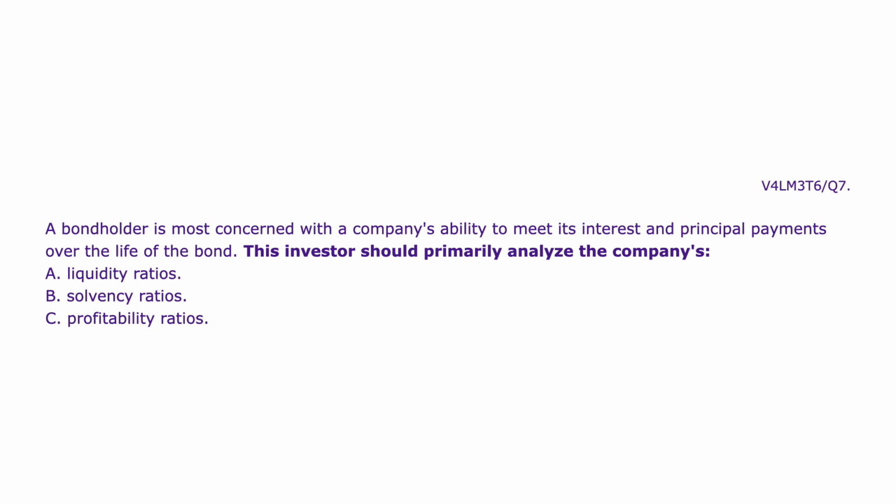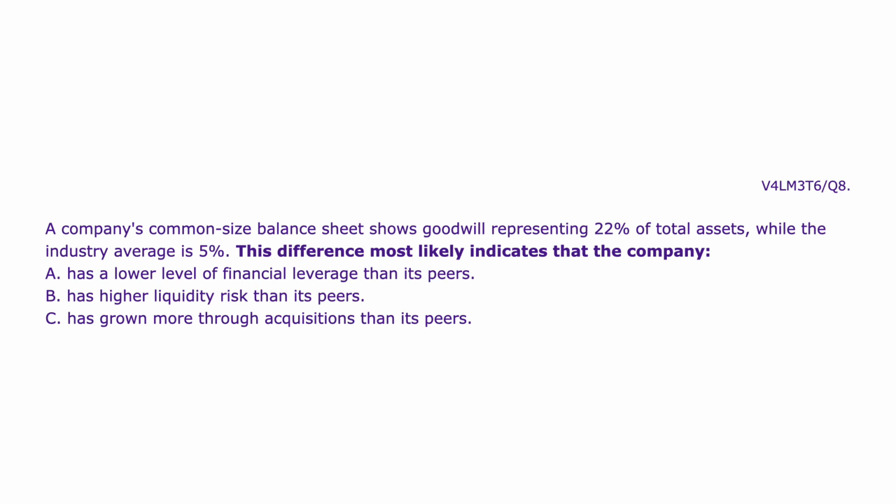A bondholder is most concerned with a company's ability to meet its interest and principal payments over the life of the bond. This investor should primarily analyze the company's A. Liquidity ratios. B. Solvency ratios. C. Profitability ratios. A company's common-size balance sheet shows goodwill representing 22% of total assets, while the industry average is 5%. This difference most likely indicates that the company A. Has a lower level of financial leverage than its peers. B. Has higher liquidity risk than its peers. C. Has grown more through acquisitions than its peers.